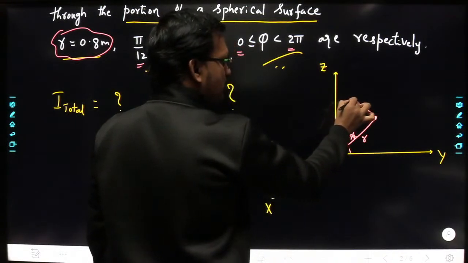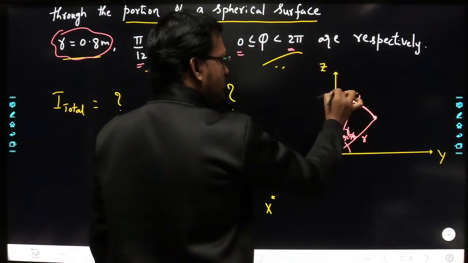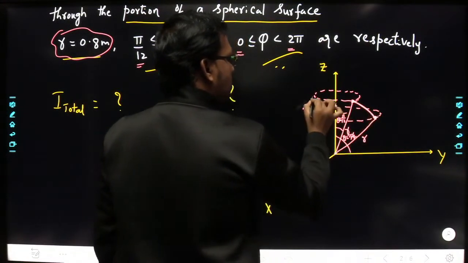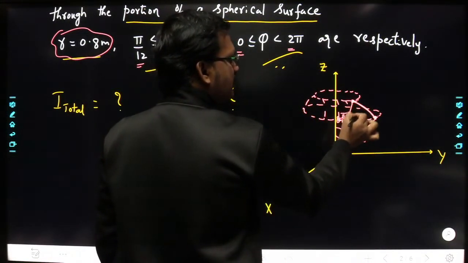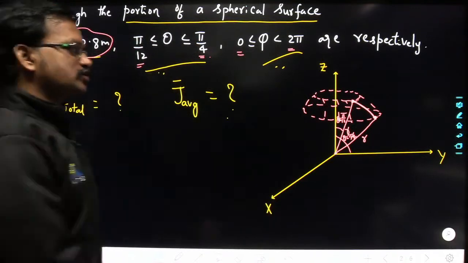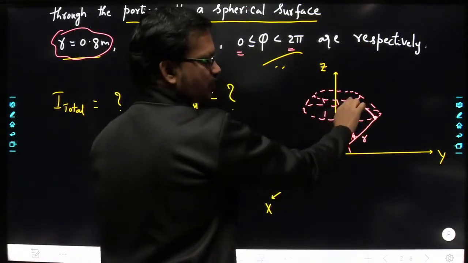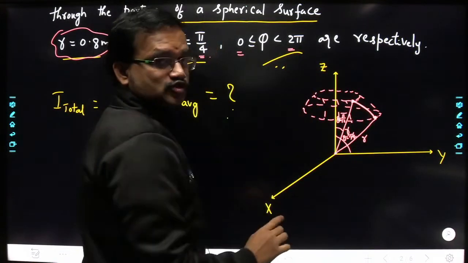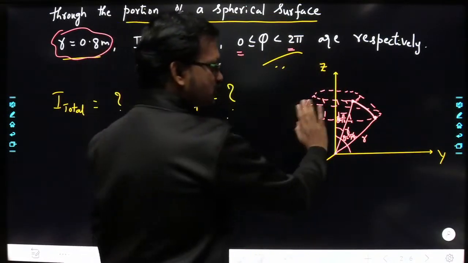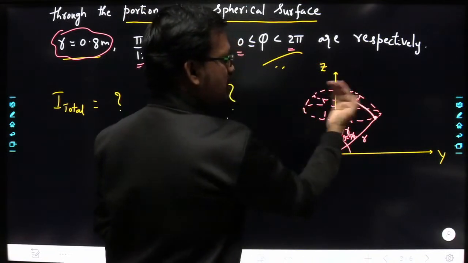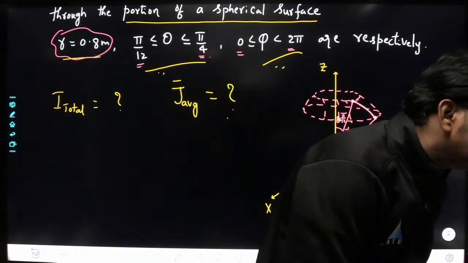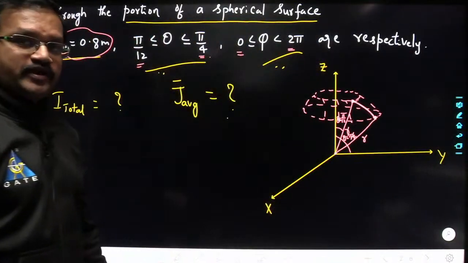If you rotate this, you are going to get something like this. So this is the spherical region you are going to get here, the portion of the spherical region. Theta is varying from pi by 12 to pi by 4, so you get one arc like this, and phi is varying from 0 to 2 pi. So take this arc and rotate it by 2 pi radians or 360 degrees. That is the portion of the sphere, right?